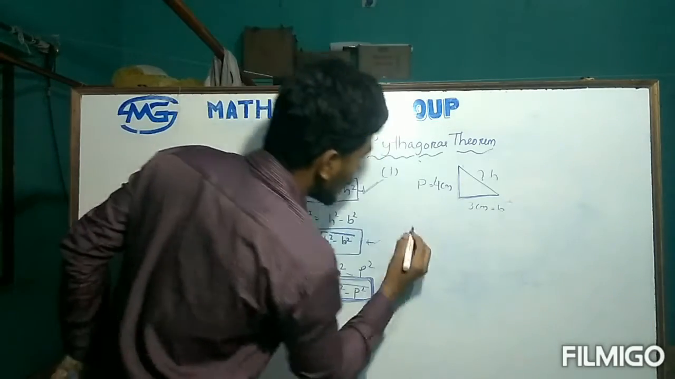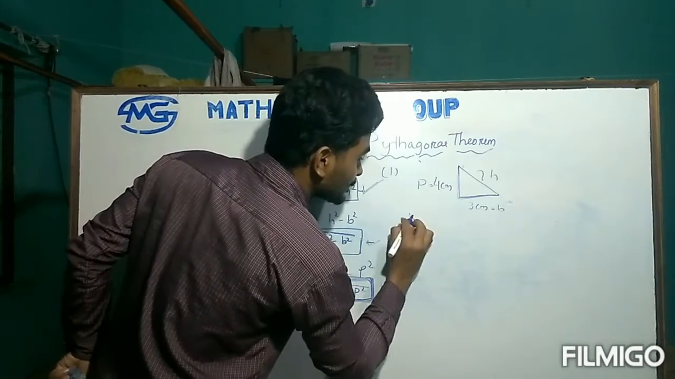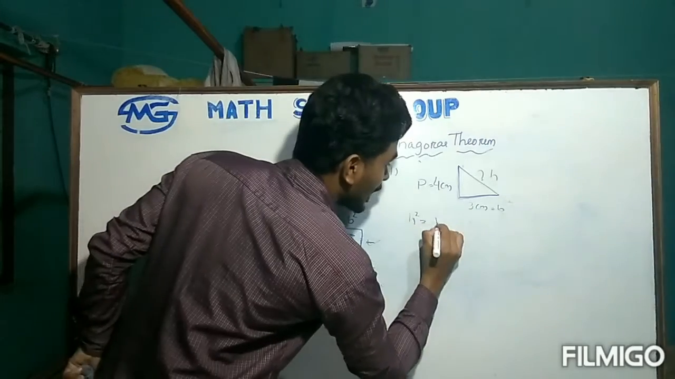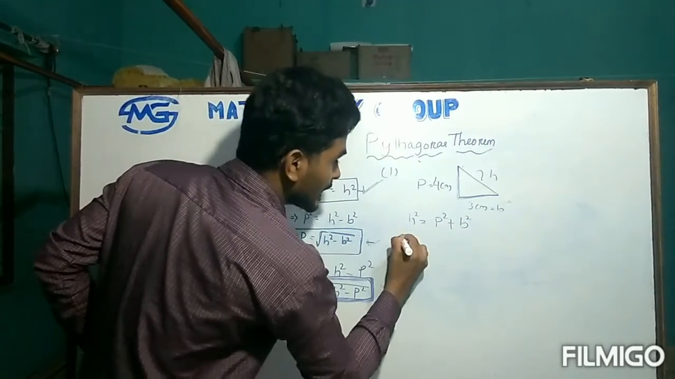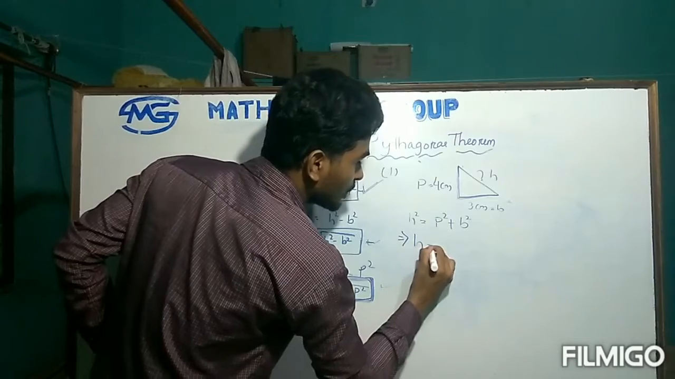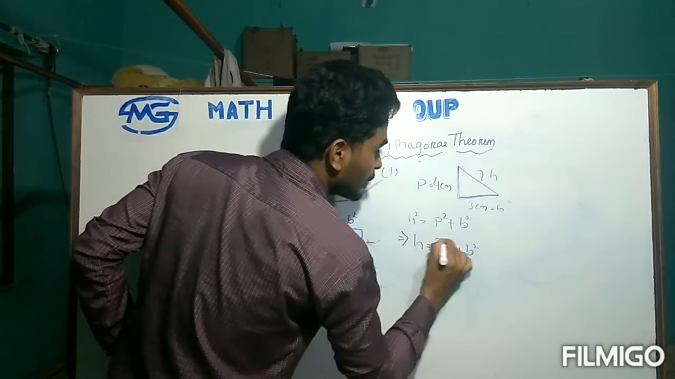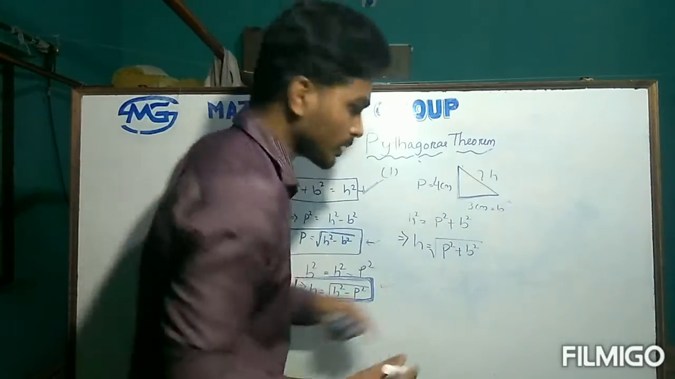So what is the first formula? The first formula says that H square is equal to P square plus B square. Then H is equal to how much? The square root of P square plus B square. Why? Because when the square moves to the right side, it becomes a square root.